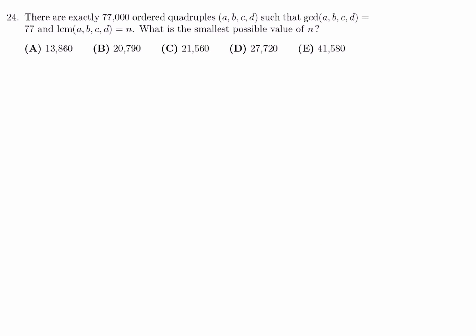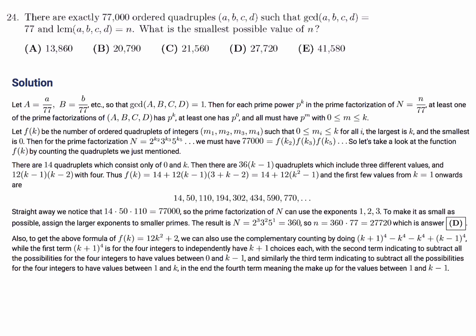There are exactly 77,000 ordered quadruples A, B, C, D such that the greatest common divisor of A, B, C, D is equal to 77 and the least common multiple of A, B, C, D is equal to n. What is the smallest possible value of n?